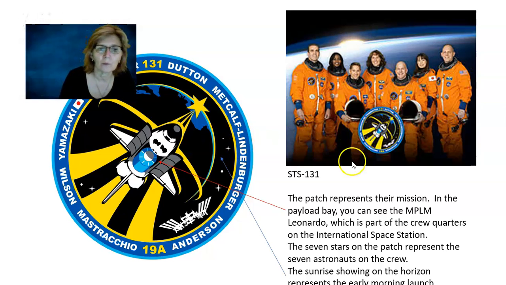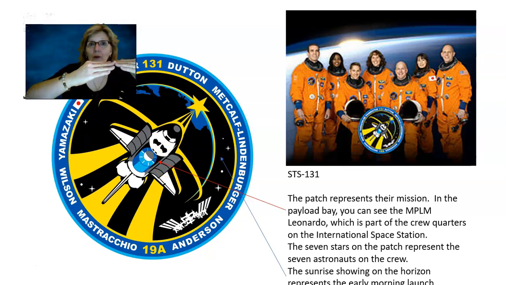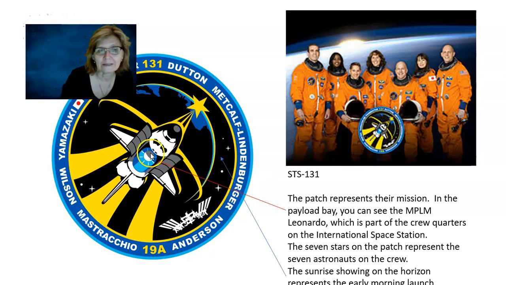The other thing that I want to point out on the patch is these gray doors, which are called the payload bay. Normally when it launches, the payload bay doors would be closed, and then when you get to space, those payload doors open. In this case, you'll notice on the inside, this blue thing is called Leonardo. This mission took place at a time when they were adding to the space station. So this is a crew quarter, an area for the crew to live, and it is called Leonardo.